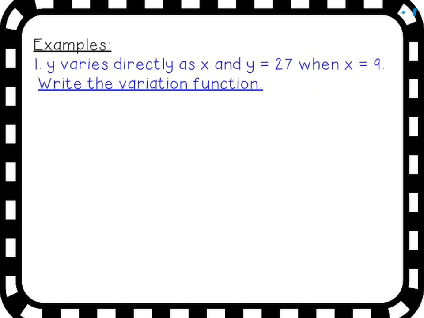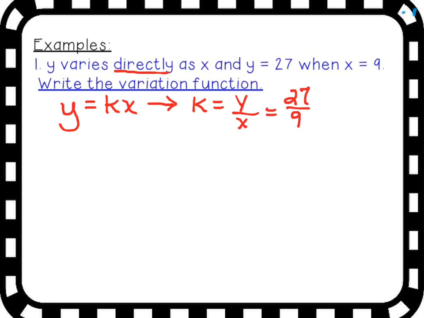All right, so here are some examples that you will see as you go through some problems, y varies directly as x. So here's the key word. You might want to highlight that in your notes because that gives you the template that we're working for. To get the value of k, remember d divide. We're going to divide y by x. So we're going to get 27 divided by 9, which is 3. So the variation function is y equals 3x.